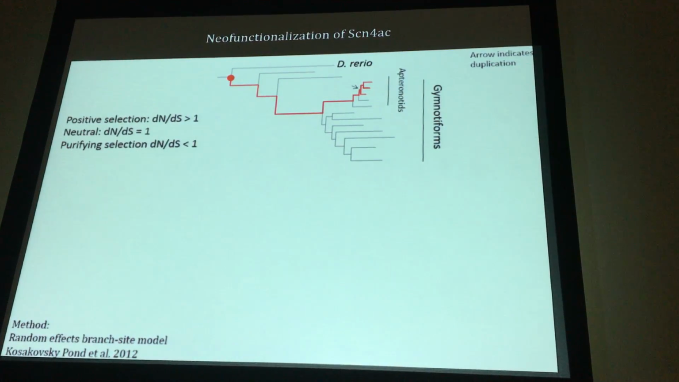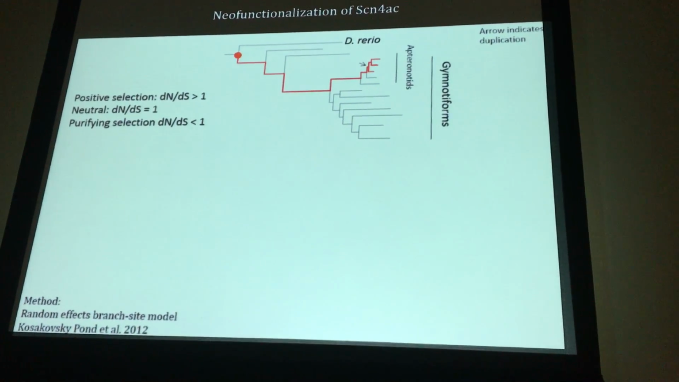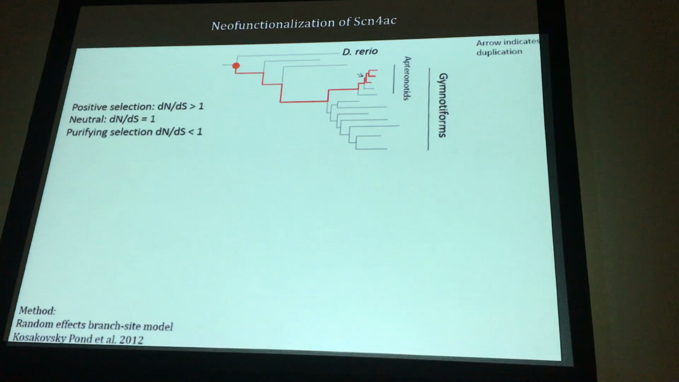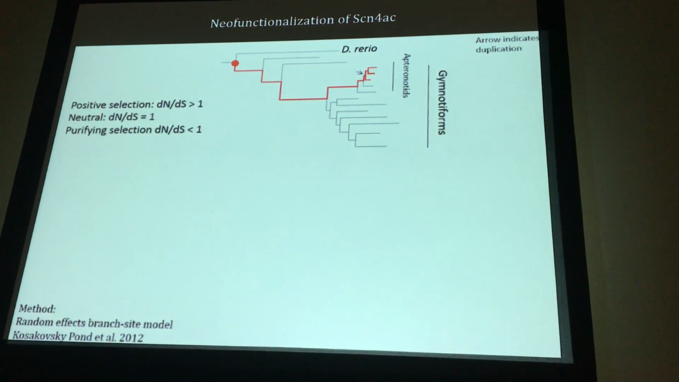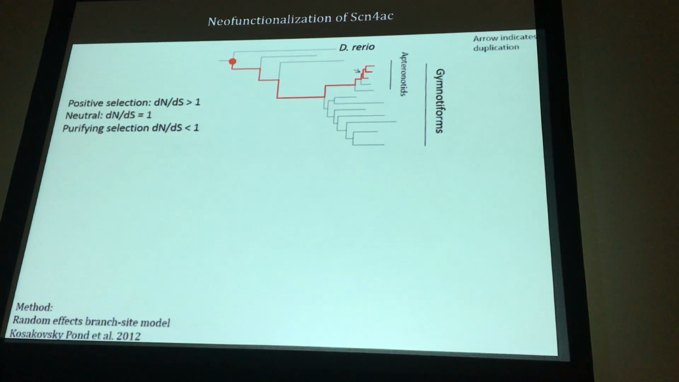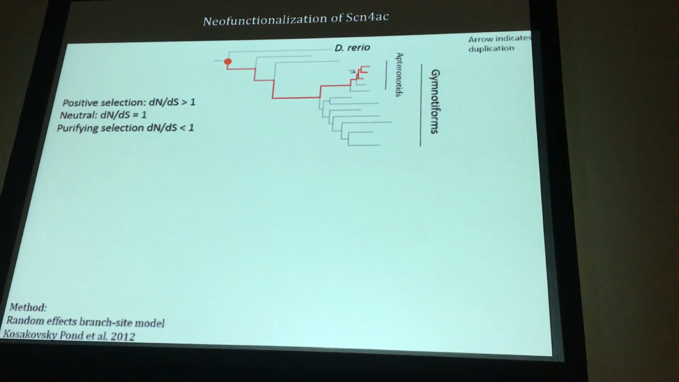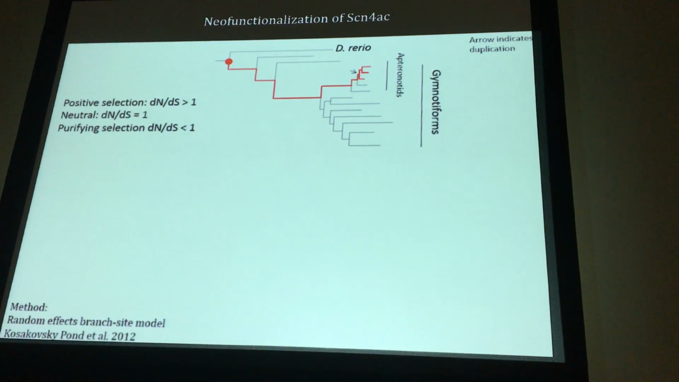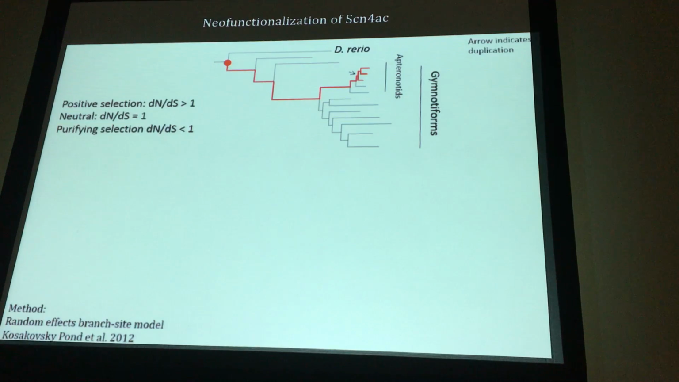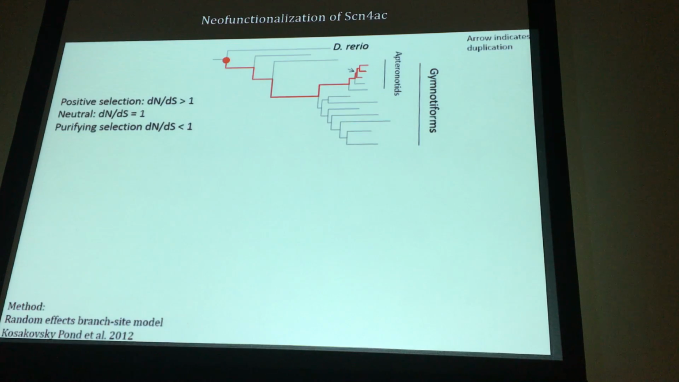I used a random effects branch site model of codon evolution to fit a DNDS ratio to each branch in a gene tree. And so in constructing this gene tree, using the type B paralog and the new type C paralog as well, in gymnotiform as well as non-gymnotiform species, I was able to time the duplication event, which I've indicated with an arrow on that phylogeny.